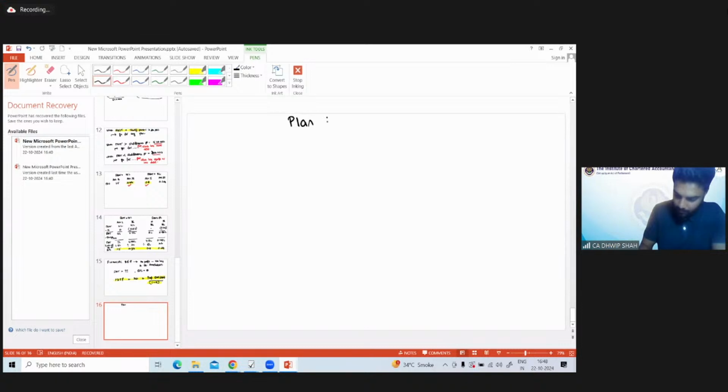Plan 1, Plan 2, and Plan 3. First, we have to evaluate the different plans and select the best one. Means we have to calculate EPS. So to calculate EPS, we will prepare our format, our income statement.